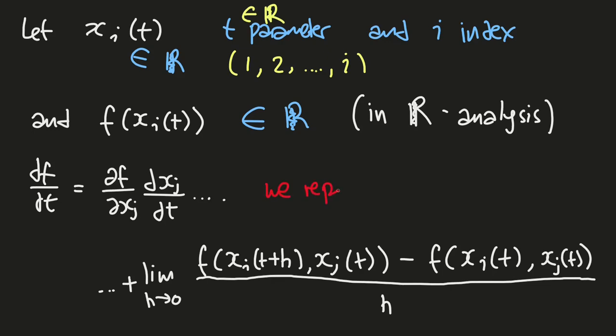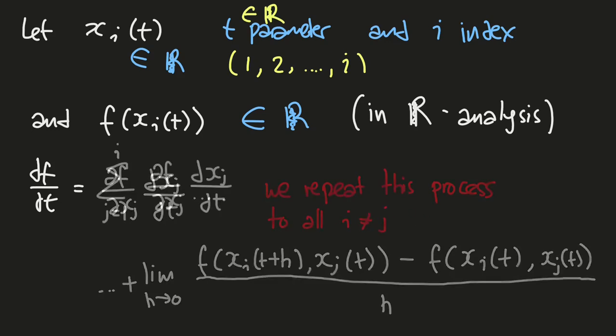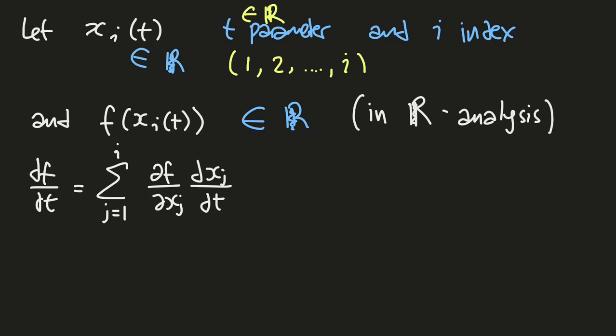After repeating this process for all i indices except g, we will get a summation over all x index i variables, combined by the chain rule like this. We get the same chain rule for each variable but in a summation just like this. This result is known as the first chain rule in multivariable derivatives.